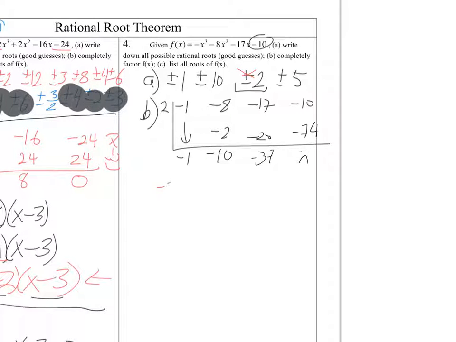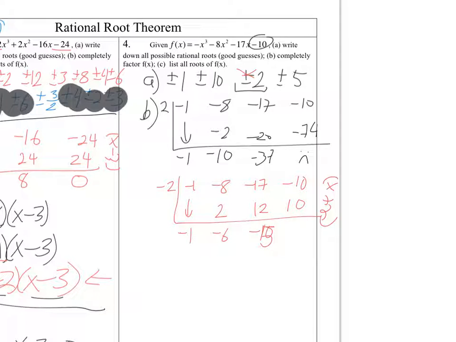Just to close things out, let's talk about the negative 2. And again, this would be dividing by x plus 2, just so we can remember that. So we're going to have negative 1, negative 8, negative 17, negative 10. Negative 1, multiply, and I get positive 2. Negative 6, multiply, I get positive 12. Negative 10, by negative 10, I mean negative 5. A little bit of Freudian slip there, because when I multiply, I get positive 10. And I get 0 as my remainder. So that one worked.